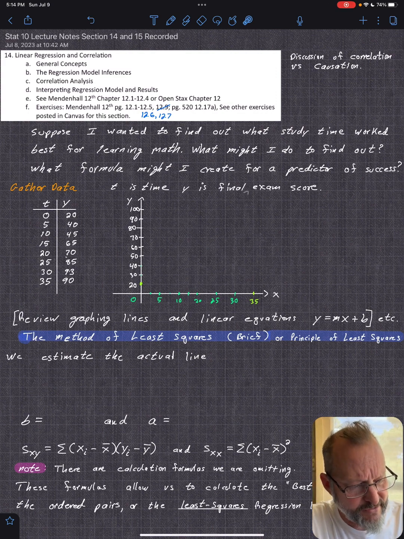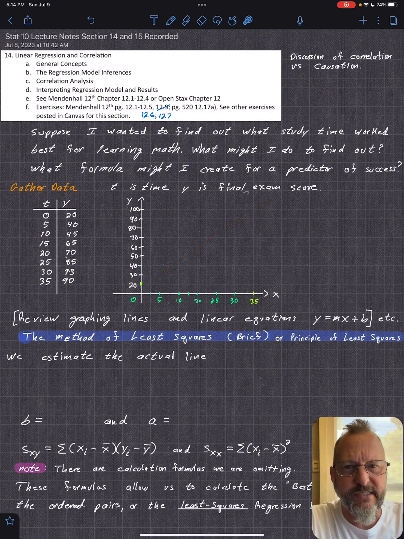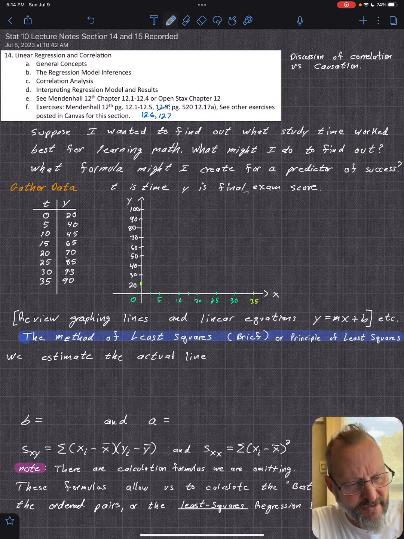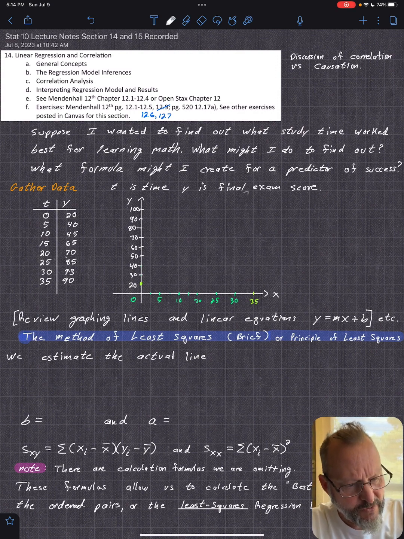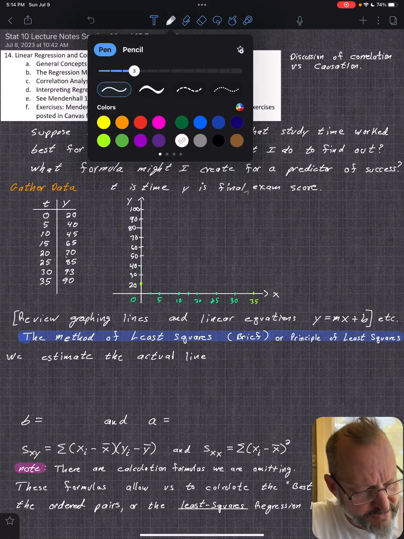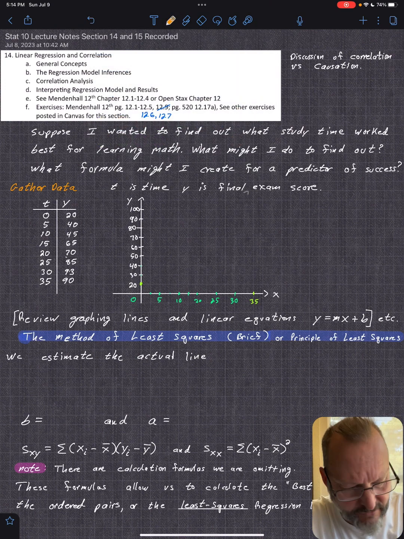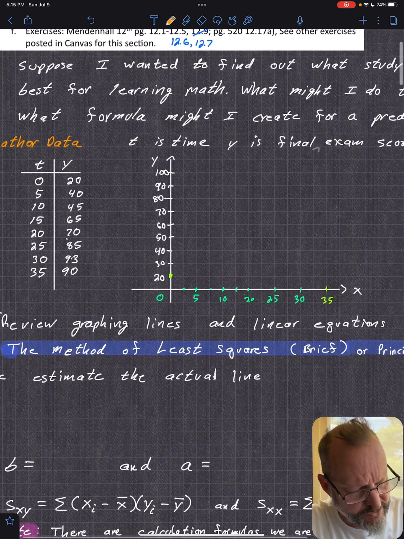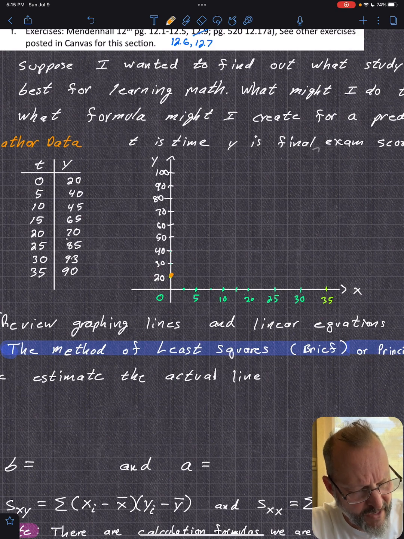And then I plotted this, and I wanted to see if it was linear. Now, of course, I just made this up, so it is linear, but it's not exact. It doesn't line up exactly on the lines. So we can plot all this. Let's suppose I plot this. 0, you're at 20, which is here. 5, you're at 40, which would be here. 10 would be 45, which would be here.